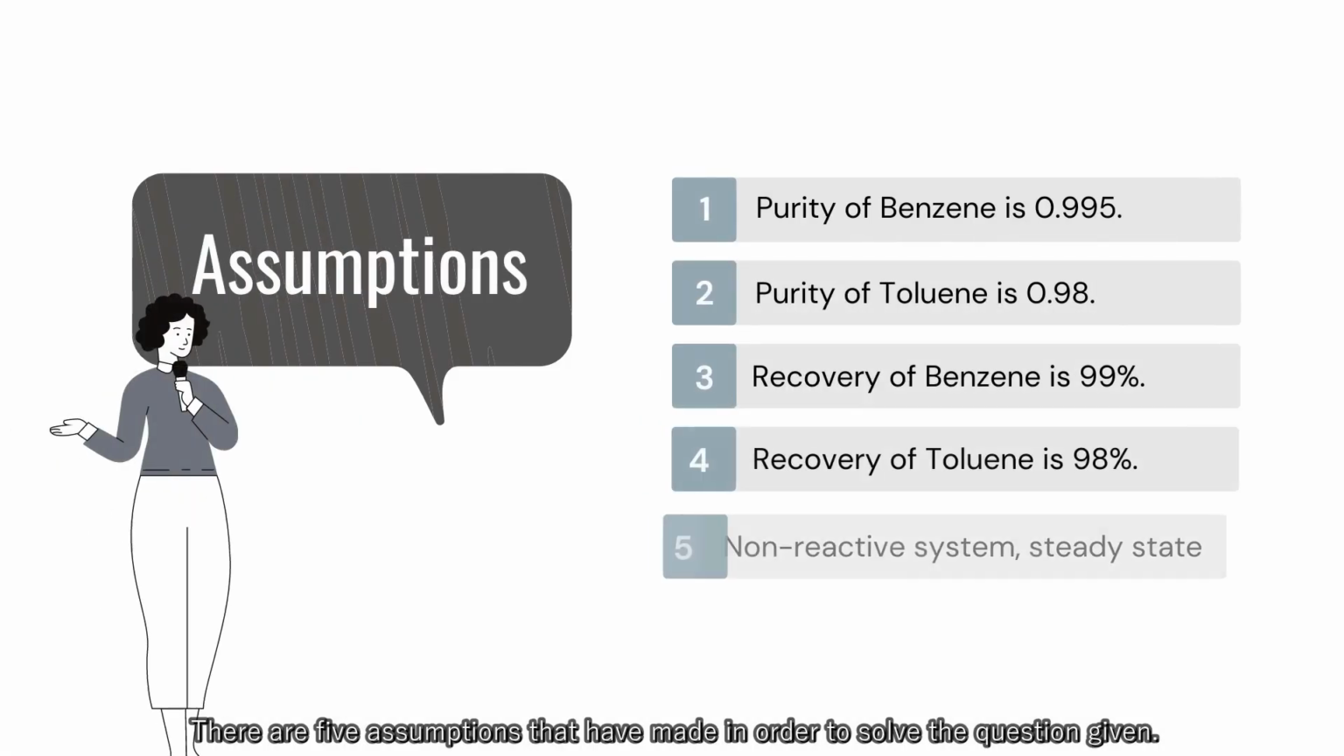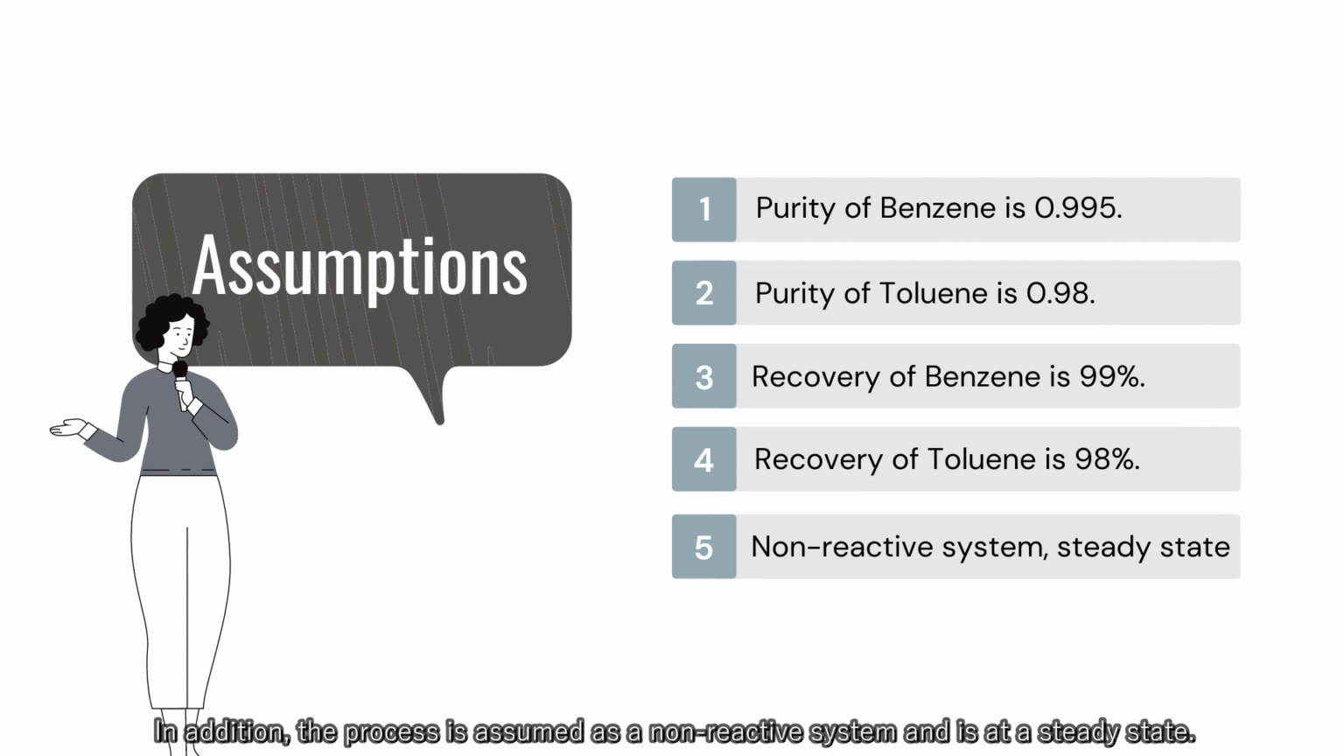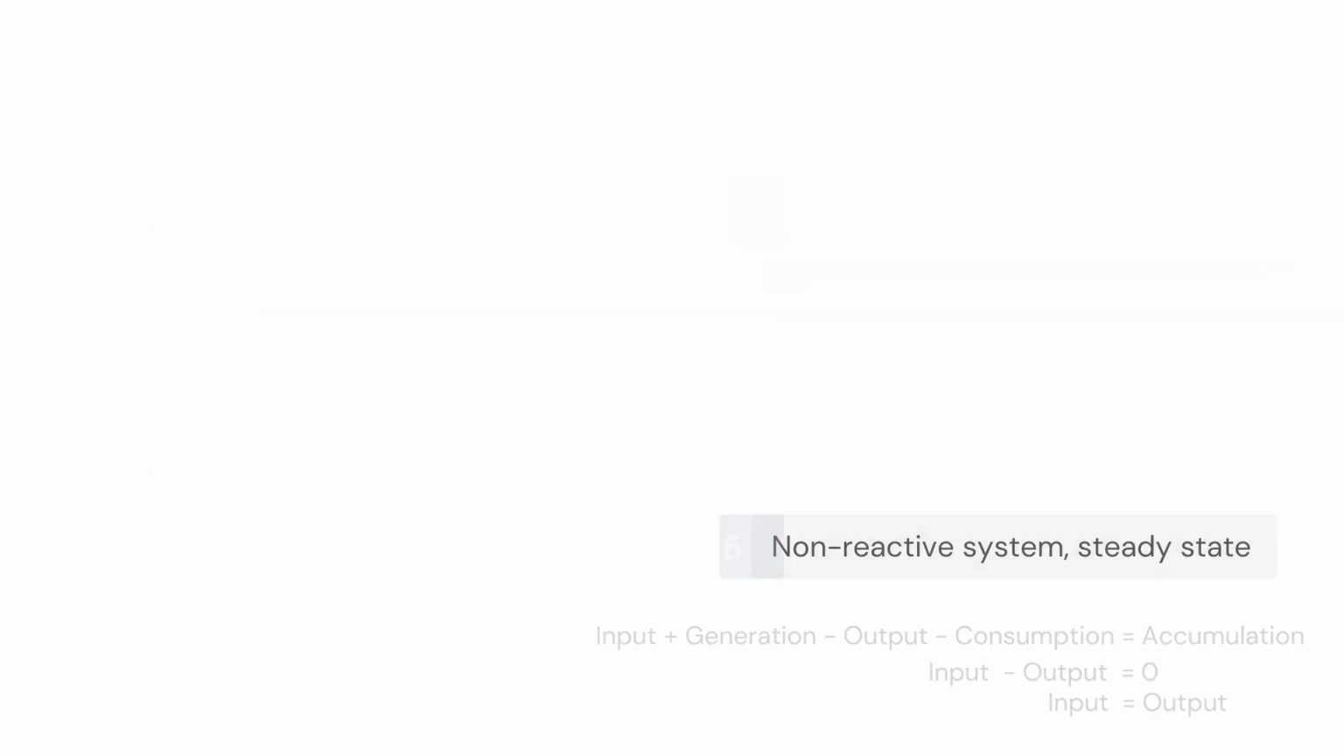There are 5 assumptions made in order to solve the given question. First and foremost, the purity of benzene and toluene are assumed to be 0.995 and 0.98 respectively. Besides that, we also assume the recovery rate of benzene and toluene to be 99% and 98% respectively. In addition, the process is assumed to be a non-reactive system at steady state. Therefore, the accumulation equals 0 and there is no consumption or generation. The input will be equal to the output.